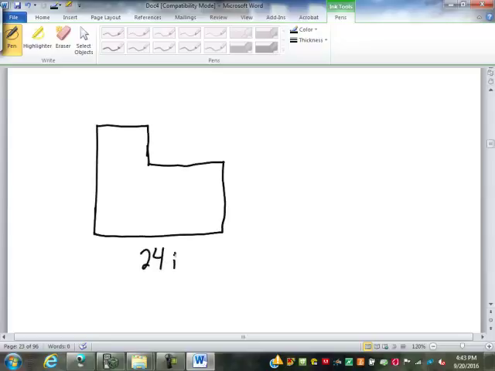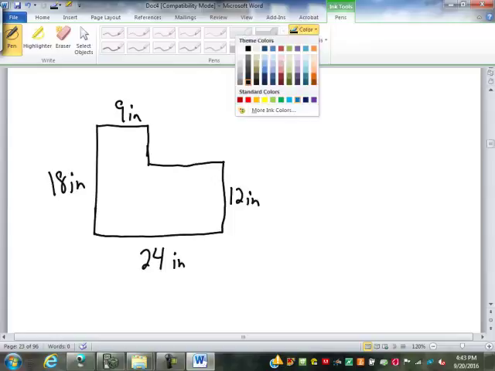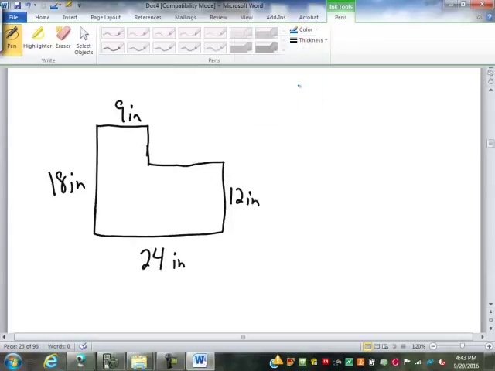Let's say this is 24 inches, 18 inches, 9 inches, and 12 inches. I want to find the area of this. Well, the only thing we have found the area of is a rectangle. So I have to divide this into rectangles. I could probably cut it across here, or I can cut it across there. Doesn't matter to me. Anybody have a preference?